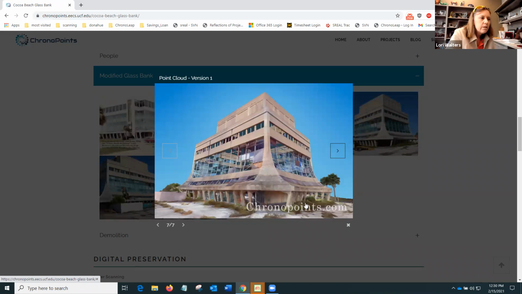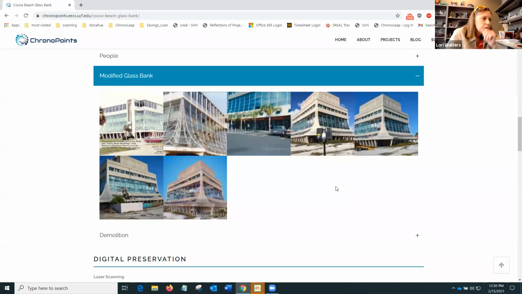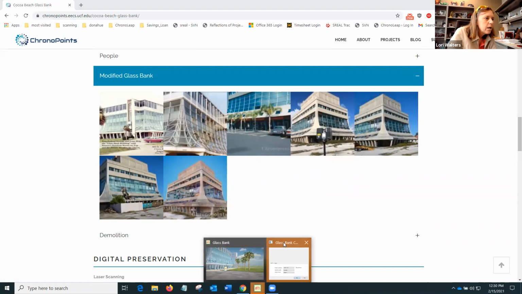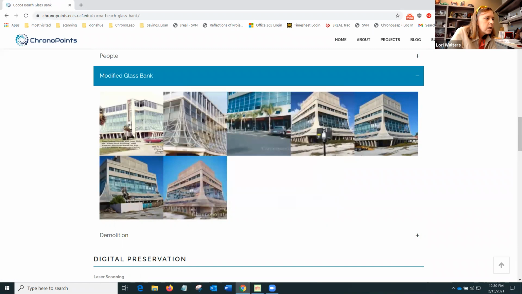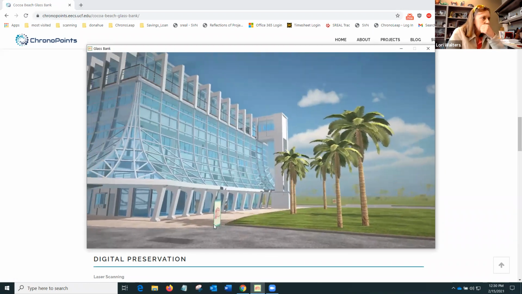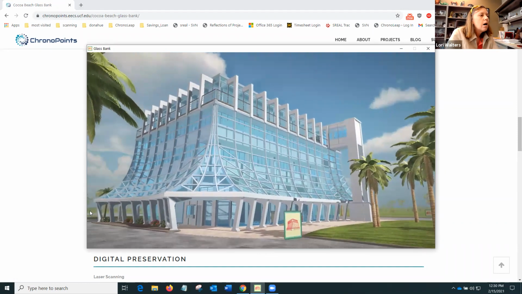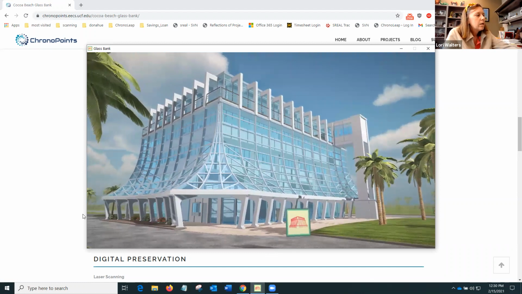Okay, so what did we do now? We have all of this information. We've laser scanned the glass bank and all of that. So let me show you ultimately what we did with the glass bank. So this here is, oops, let me close that out. This here is a 3D representation of the glass bank that was done in Maya.